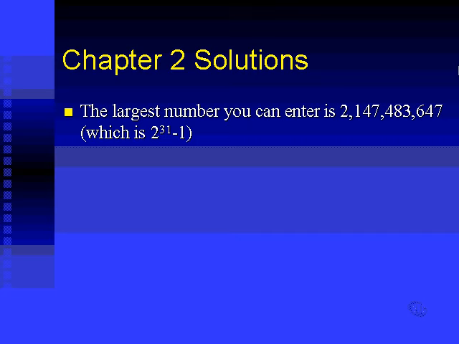Why not something else? Well, that number happens to be 2 to the power of 31 minus 1. So that's 2 times 2 times 2 times 2 times 2 times 2, 31 of those, and then subtract 1 from the answer. Can you think why? Have a think about that for a second. Well, it has to do with 32-bit numbers.